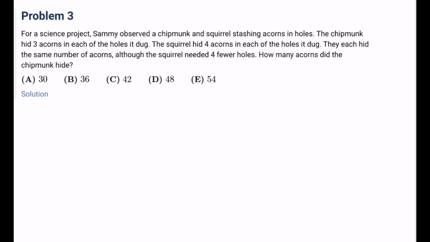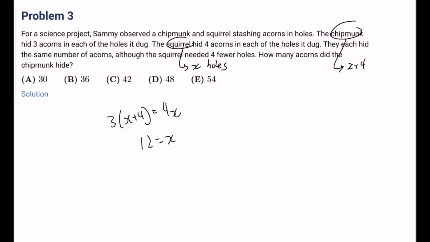Okay, so let's say that the squirrel had x holes. The chipmunk needed x plus 4 holes. So the chipmunk had 3 acorns per hole, so it's 3(x plus 4) equals 4x, right? So that gives us 12 equals x. So that means the squirrel needed 12 holes for 4 acorns each. So the number of acorns will be 12 times 4 equals 48. And that's the answer. It's D.